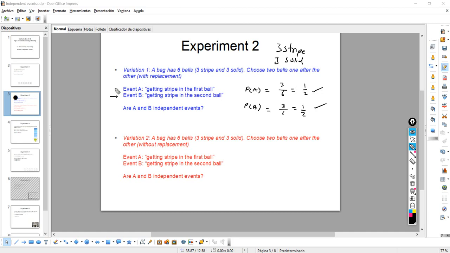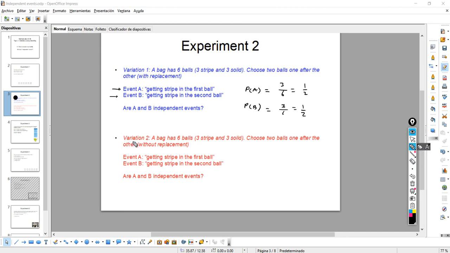Okay, and how can we assert whether A and B are independent events? Well, just ask yourself: if A happens or doesn't happen, does that affect the probability of event B? And the answer is no. The probability of B will still be 1/2 whether A has occurred or not. And that is the test on how you can check for independence. Well, that's one of the tests.